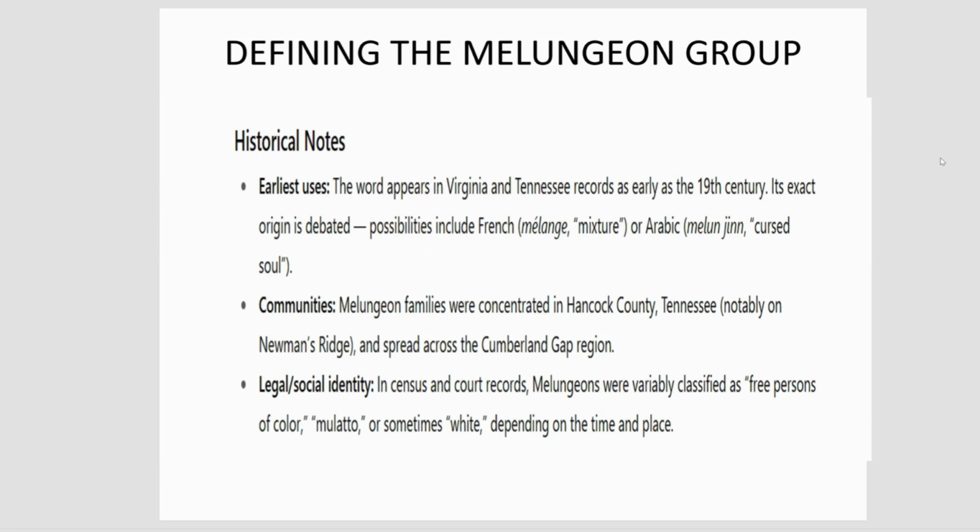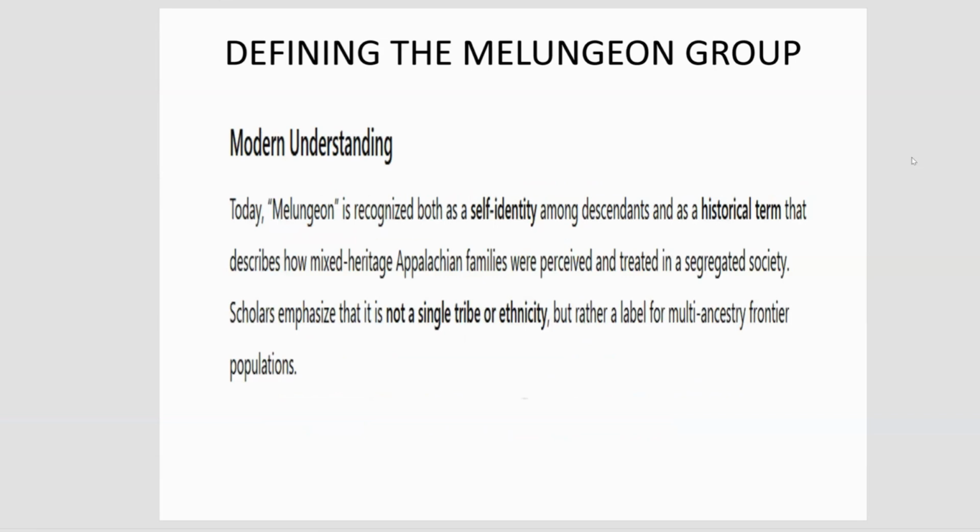So as we're starting to look at mulatto labels, we may be believing that it has to do with an African American or enslaved and European or white connection, and not always, and not necessarily. We don't want to be boxing ourselves into believing that is what the label means, because we might be missing a connection. The modern understanding today is that Melungeon is recognized both as a self-identity among descendants and as a historical term that describes the mixing of these different blends of origins of people. It's not a tribe, it's not an ethnicity.